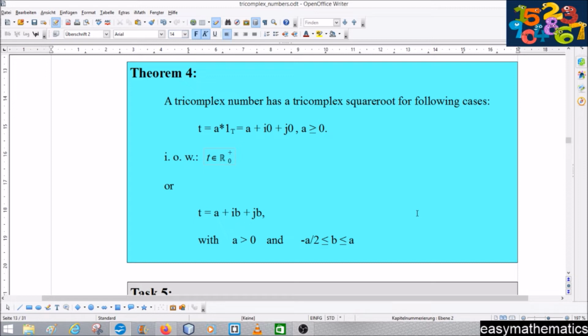And here's theorem 4. A tricomplex number has a tricomplex square root for the following cases. If t is of the form a times 1t for real a, so in other words, t itself is a non-negative real number, or t is of the form a plus ib plus jb, where a is greater than 0 and b is bounded by negative a over 2 and a. Then we have a square root.